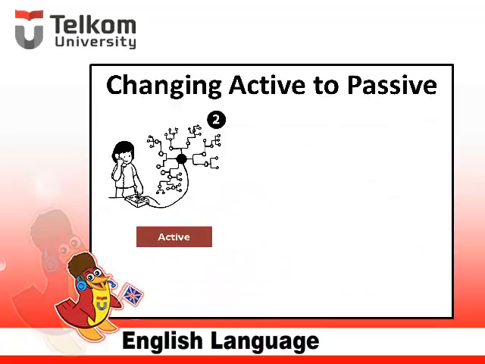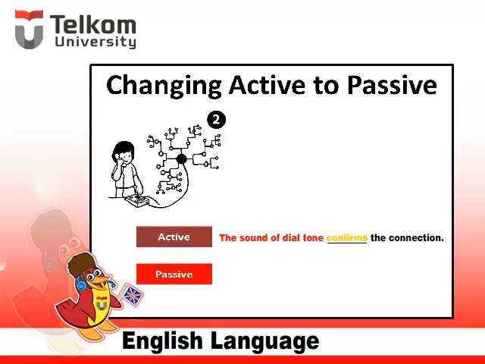Active voice, in the next procedure: the sound of dial tone confirms the connection. In active voice, the subject is the sound of dial tone, and the verb is confirms. And passive voice: the connection is confirmed through the sound of dial tone. In passive voice, the subject becomes the connection, the verb form becomes is confirmed.